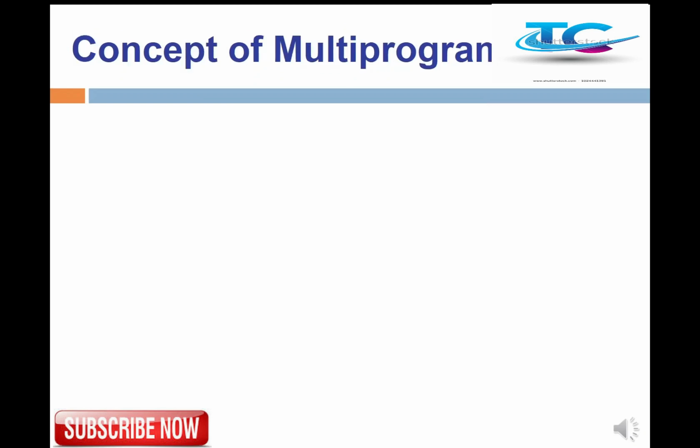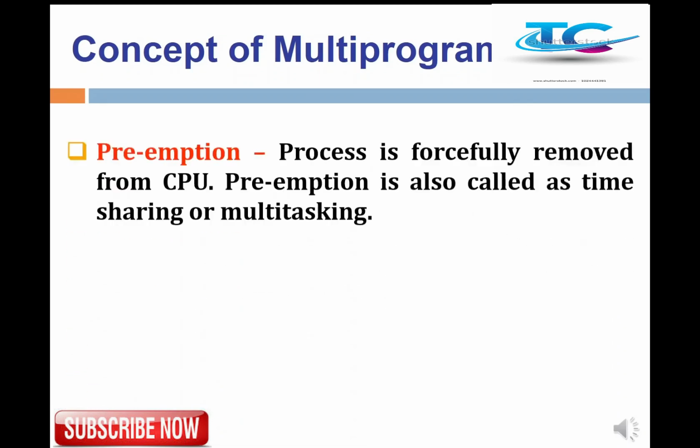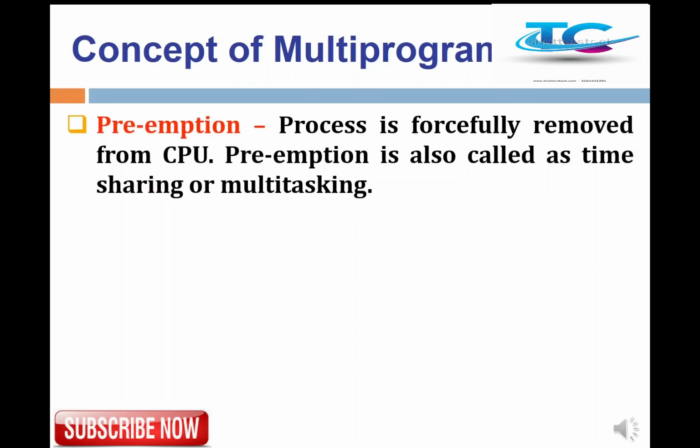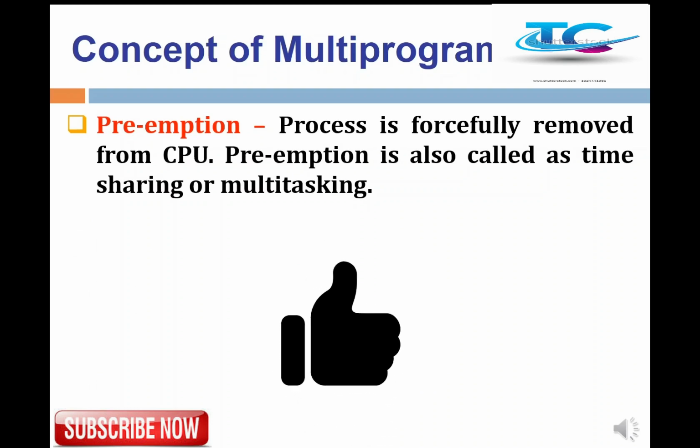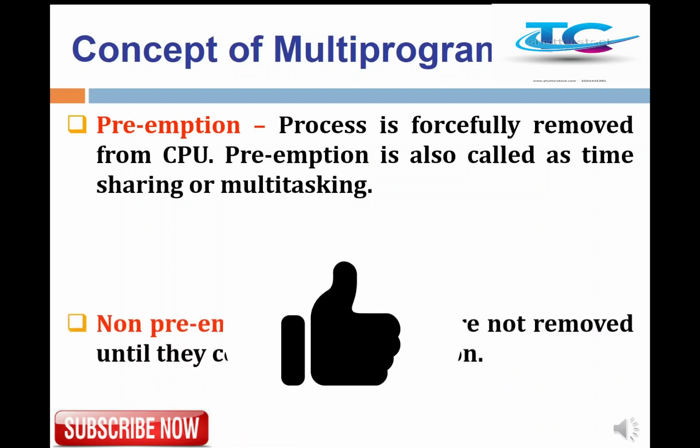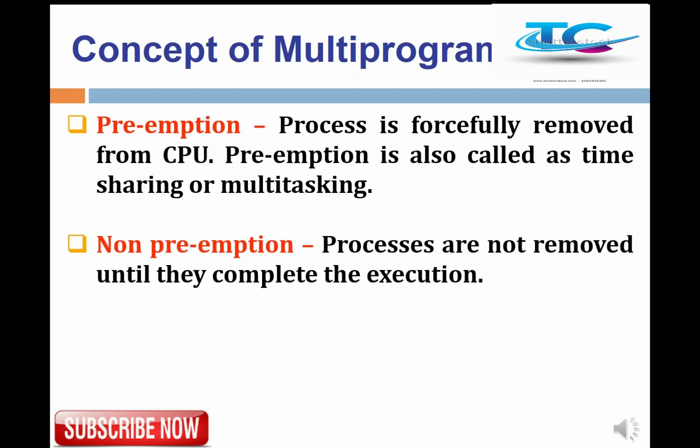Now understand the basic concept of multiprogramming. The multiprogramming concept has two important terms. One is preemption. Preemption states the process is forcefully removed from CPU. It is also called time sharing or multitasking. The next is non-preemption, where processes are not removed until they complete the execution.